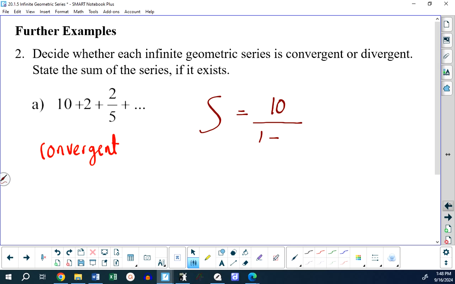Kale? Negative 2. Or not negative 2, but 2. Divide by 2. No. 5. No. Well, divide by 5, which means r is 1/5. Right? So you're dividing by 5, but that means r is 1/5. So that means we get 10 over, I believe, 0.8. You can double check that arithmetic. 0.8 is 4/5. I want to say 12.5.